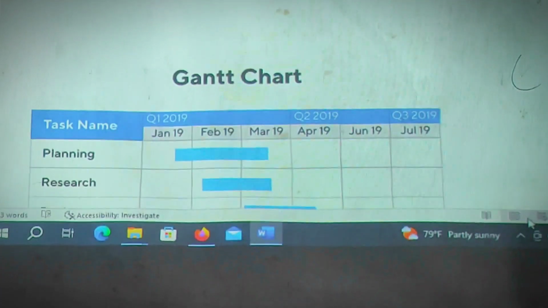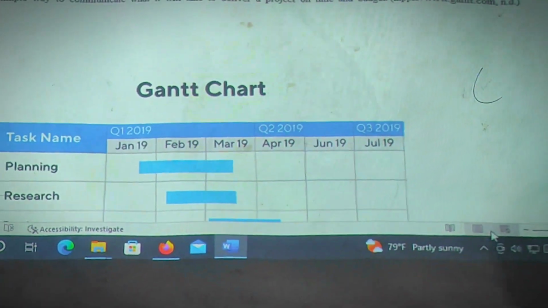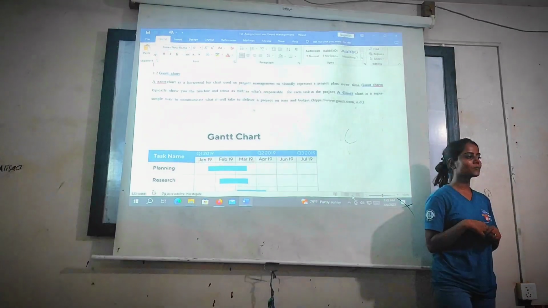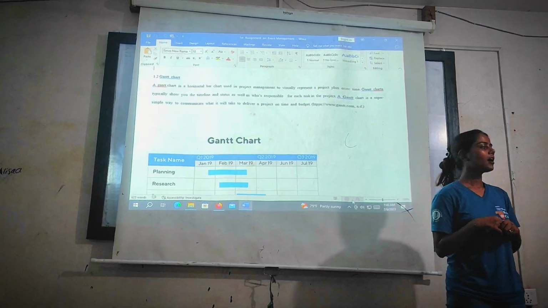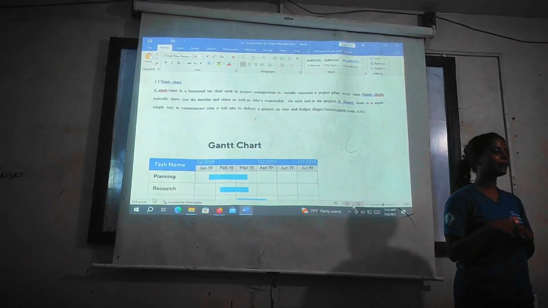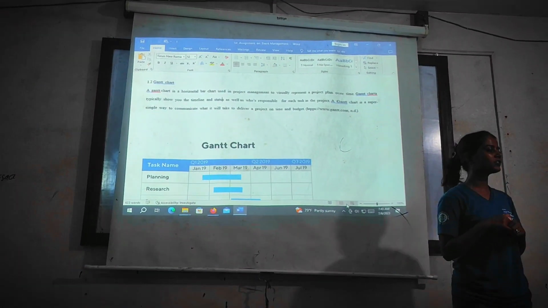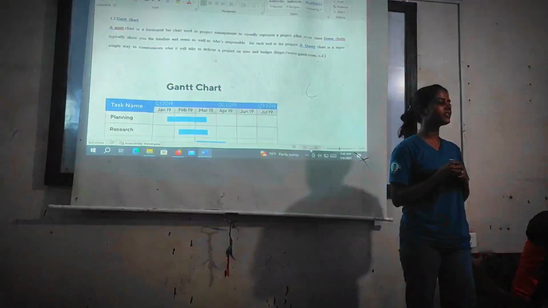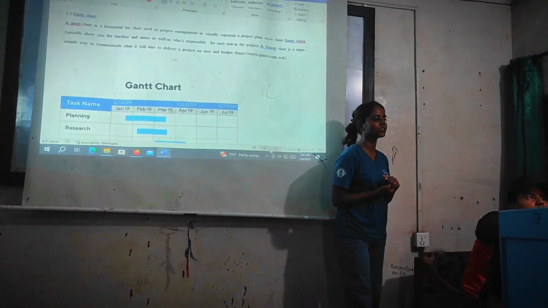Gantt chart. A Gantt chart is a horizontal bar chart which is used in project management to usually represent a project plan over a time. Gantt charts typically show you the timeline and status as well as who is responsible for each task in a project.